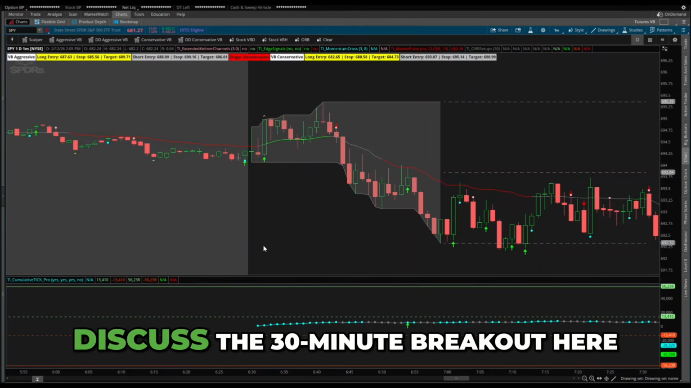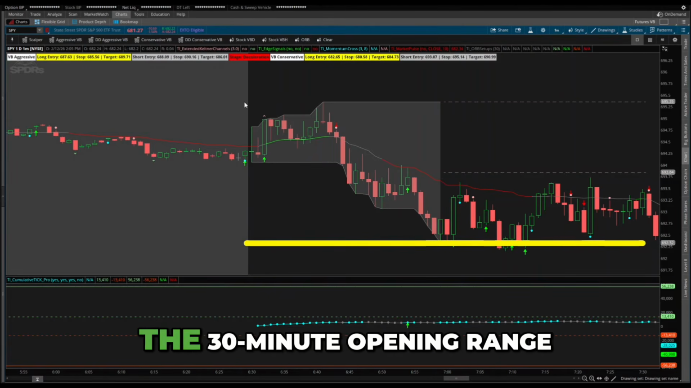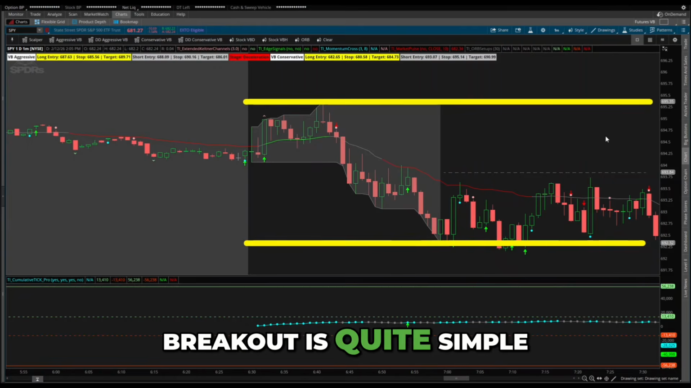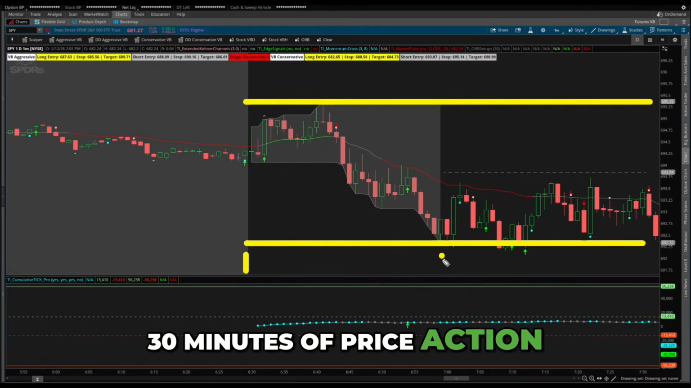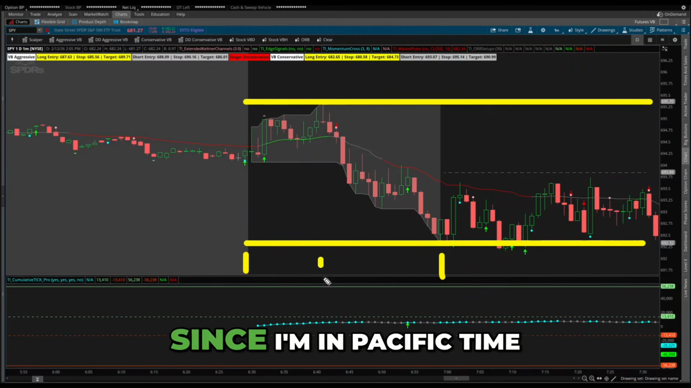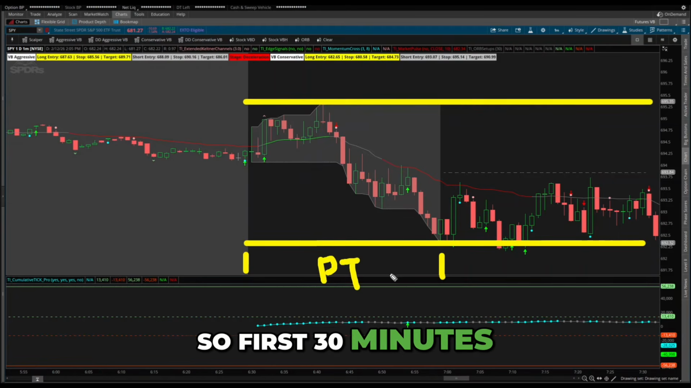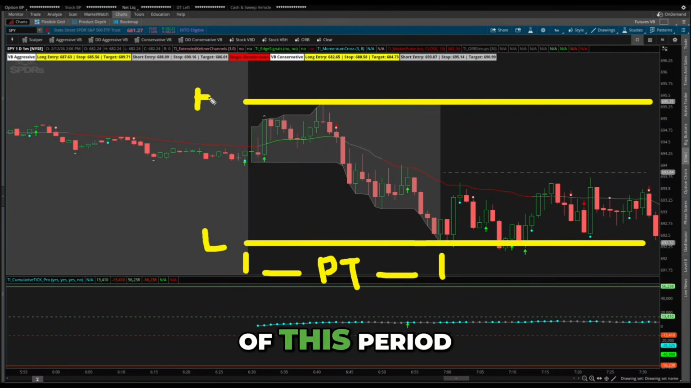Now I'm going to discuss the 30-minute breakout here because I think that's the most prominent one. The 30-minute opening range breakout is quite simple in terms of a setup. We take the first 30 minutes of price action, so that's 6:30 a.m. to 7 a.m. Pacific Standard Time, since I'm in Pacific Time, so first 30 minutes after the market's opened, and we mark the high and the low of this period.